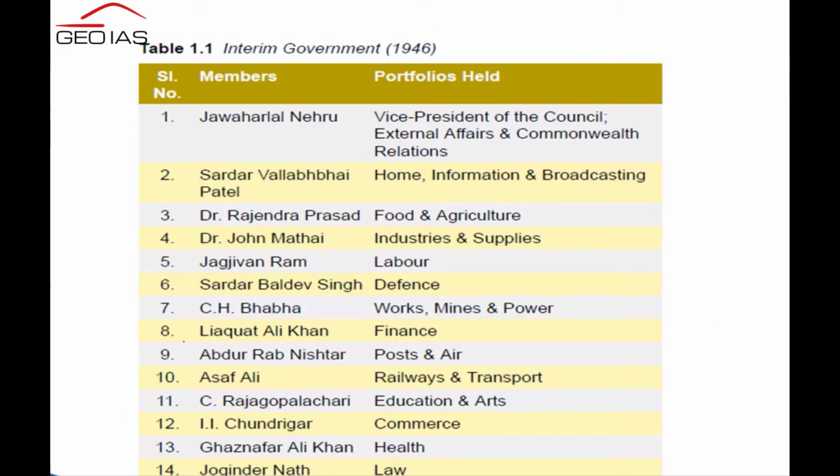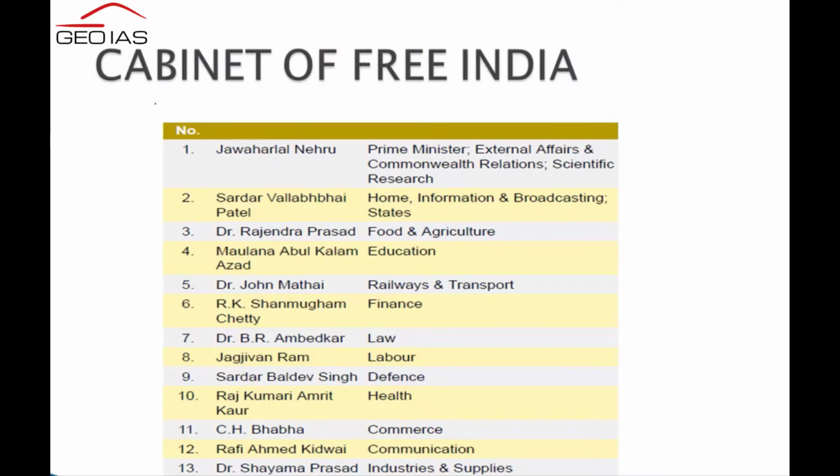And during 1946, the interim government was formed, and these are the portfolios of these great leaders and members. And after we got independence on August 15, 1947, the actual cabinet of Free India was formed. These are the names and portfolios of these great members.